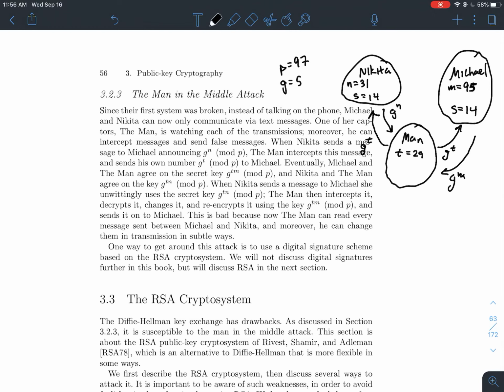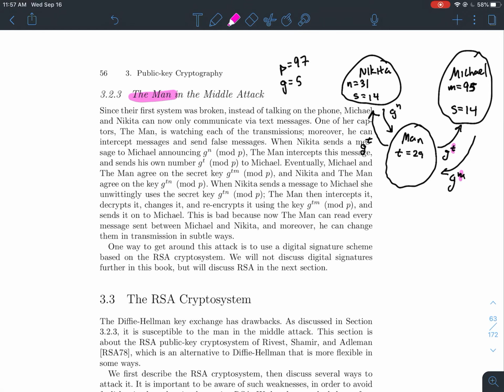And so the man has literally placed himself in the middle to intercept these messages. Now he shares a secret key with each one of them, and he can impersonate each one in order to, say, steal information, just like it says. And so their secret key would be, for Nikita and the man, G to the T times N. That would be the product of their exponents there. And the secret key for Michael and the man would be G to the T times M. So then the man has secret keys with each one of them, which allows him to impersonate each person.